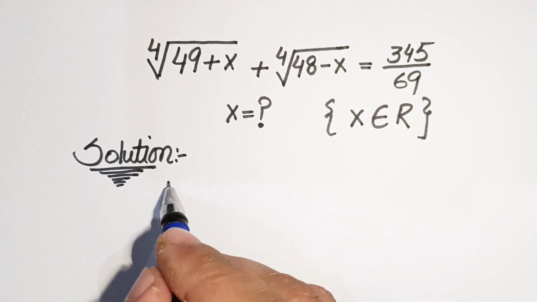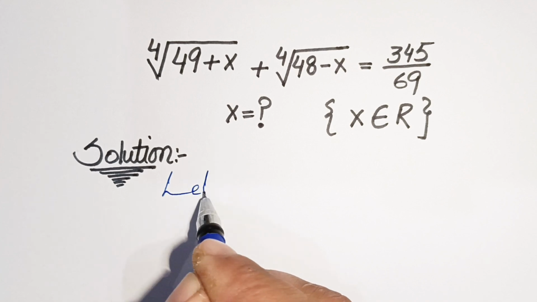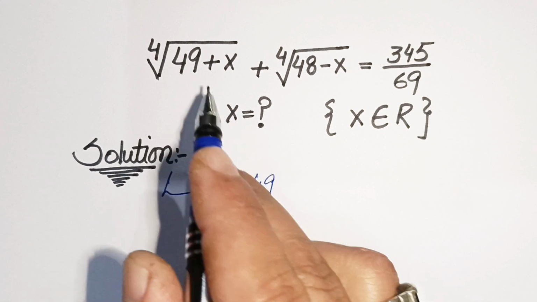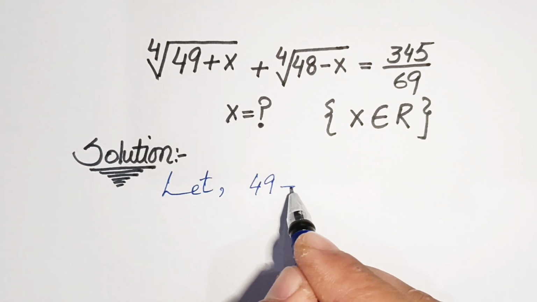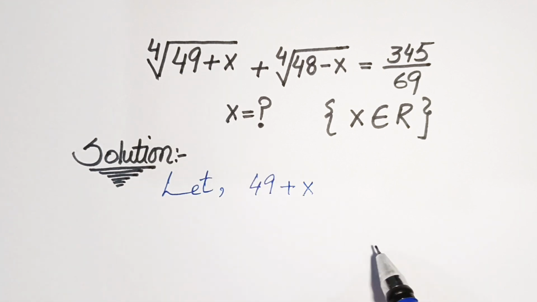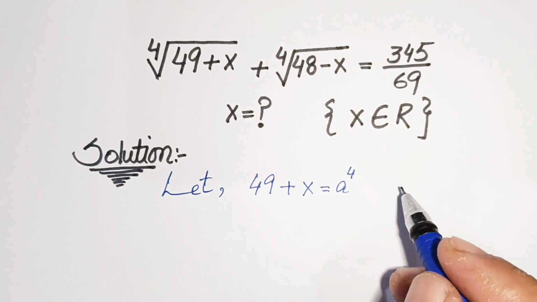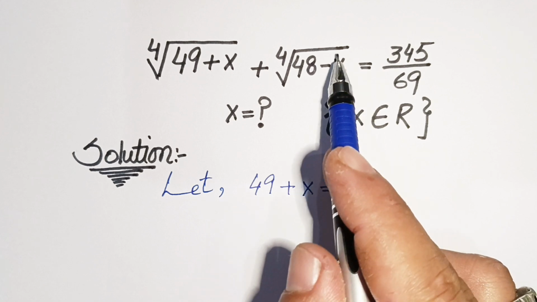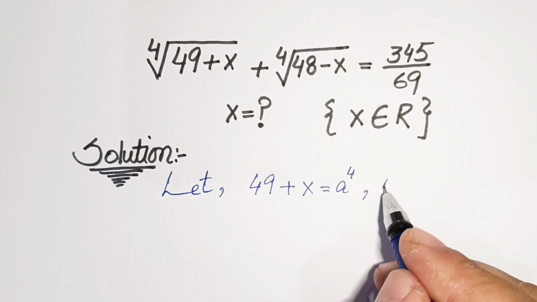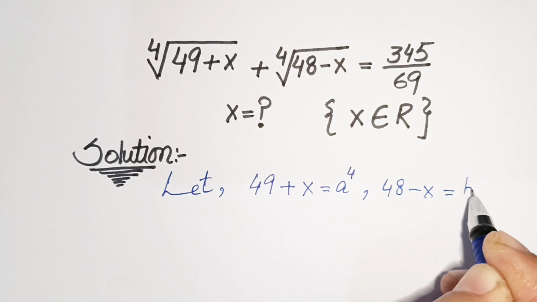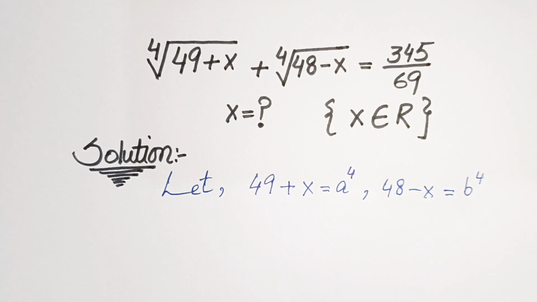First of all, let us suppose that 49 plus x, under the root, is equal to a to the power 4. And under this radical sign, 48 minus x is equal to b to the power 4.